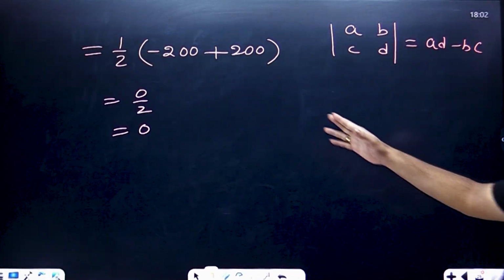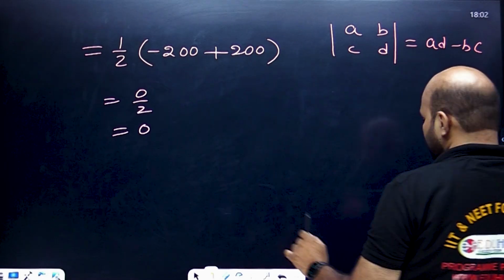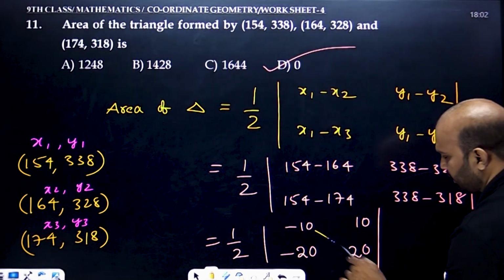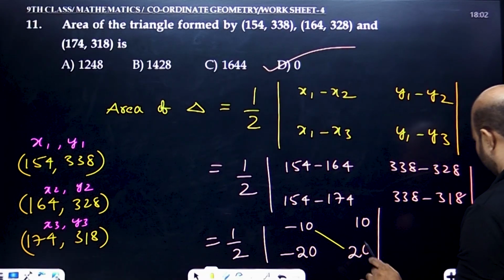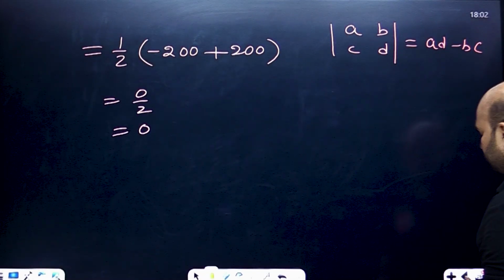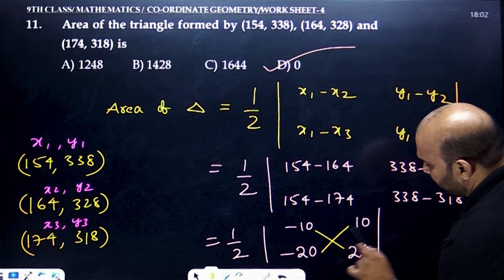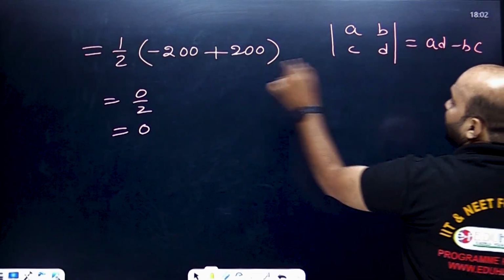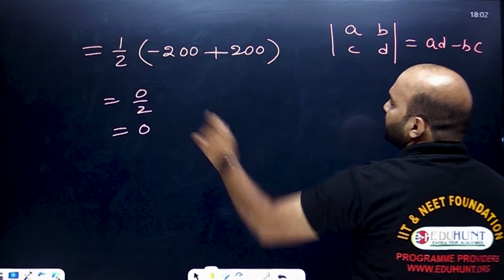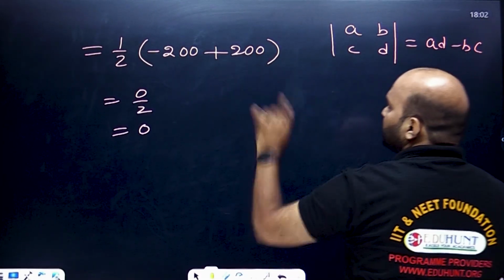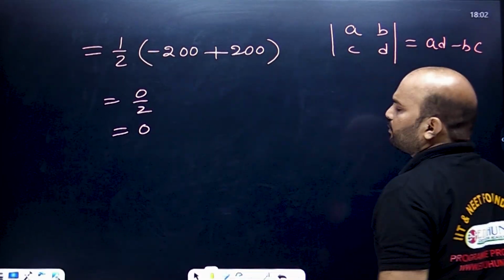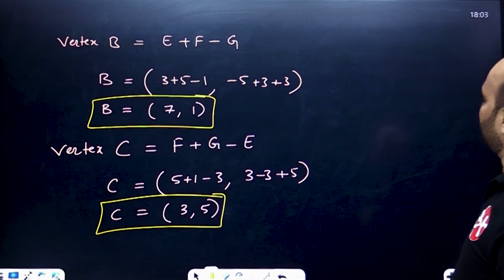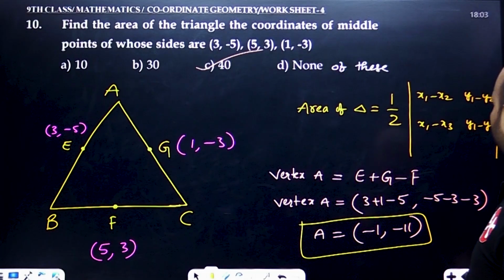Am I clear? Is it okay? So how do we get plus 20 here? AD means minus 10, so I can show it. This is the AD value: minus 10 into 20, minus 200. Already wrote it. Okay? So what is the second cross? 10 into minus 20, minus 200. But in that formula, minus into minus is plus 200. These are cancelled, nothing but 0. 0 by 2 is nothing but 0. So what is the area of the triangle? 0. Option D is the right answer.